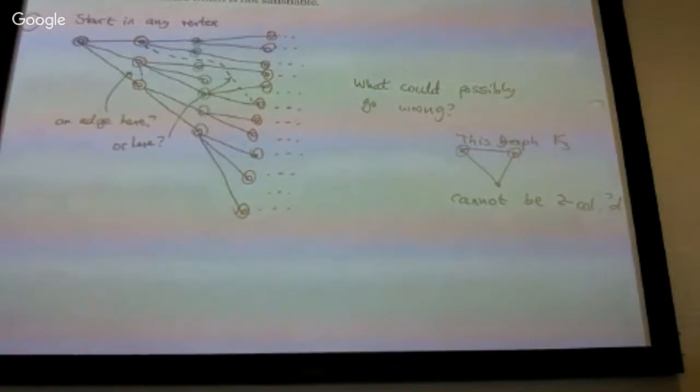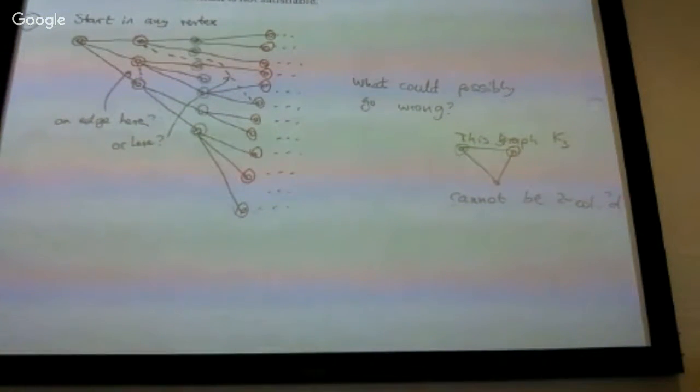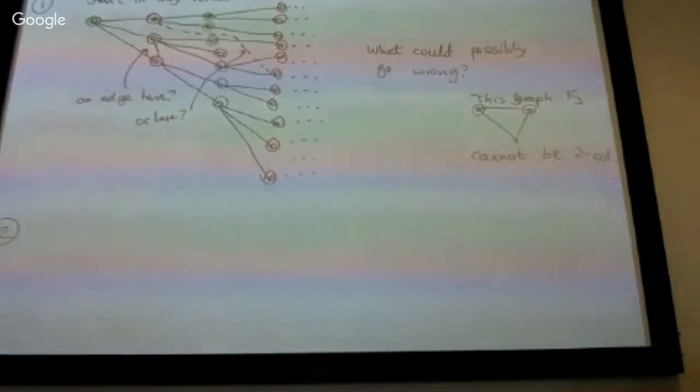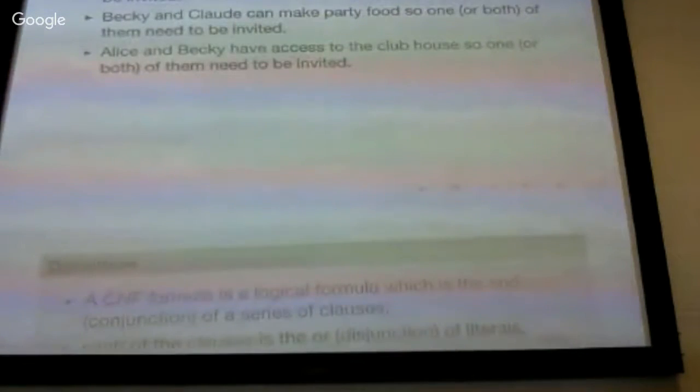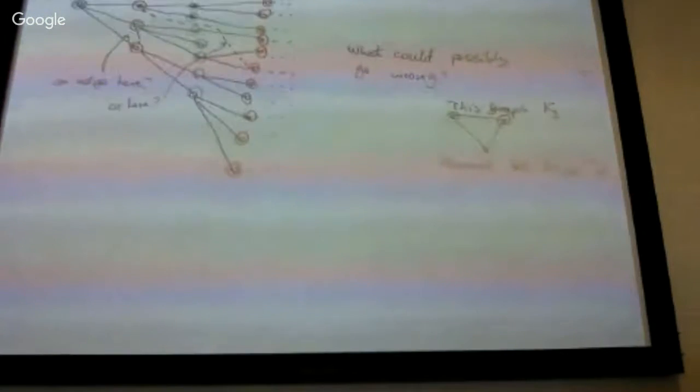Okay, question 2 was to find a CNF formula which is not satisfiable. And what a CNF formula is, if you turn it around like this, it's explained here, but we'll come to that.